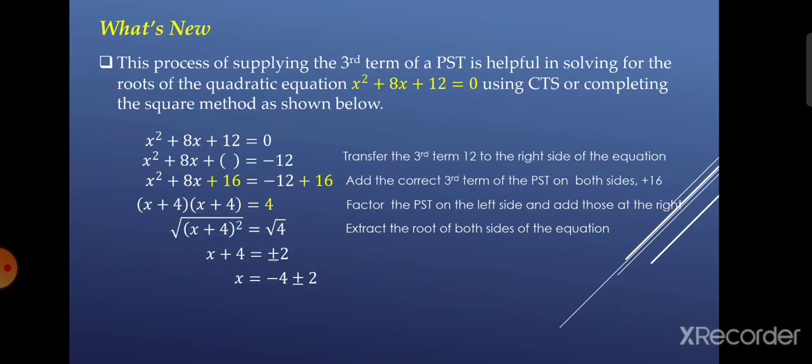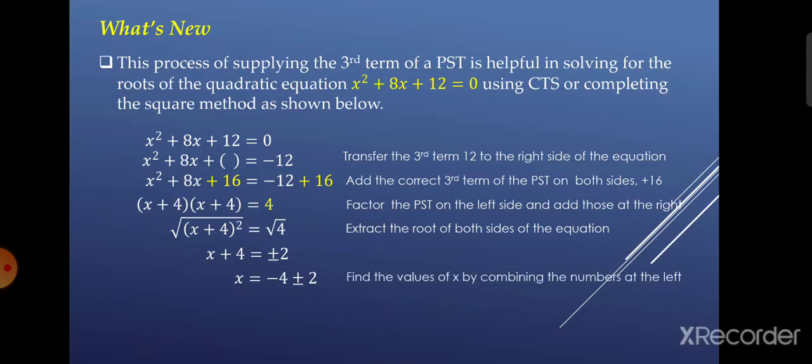Then to solve for x, ang plus 4, kinahanglan ibalhin sa right side. So ang positive 4 nga ibalhin mahimong negative 4. Siya ang unang isulat, una pa sa plus minus 2.